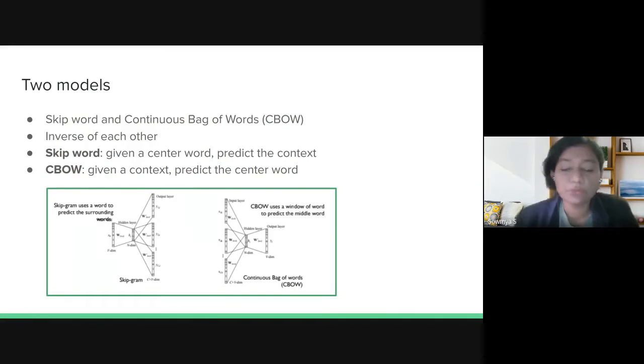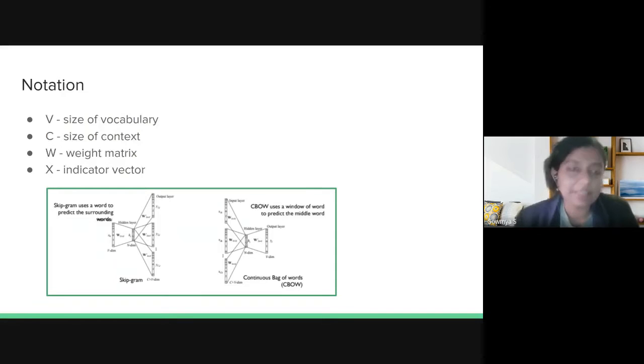How are we going to model this? Before that, let's go over quickly some notation. V is going to be the size of the vocabulary, C is the size of the context, W is the weight matrix, and X is an indicator vector. Indicator vector basically means our one-hot encoding, which will say which word in the vocabulary.